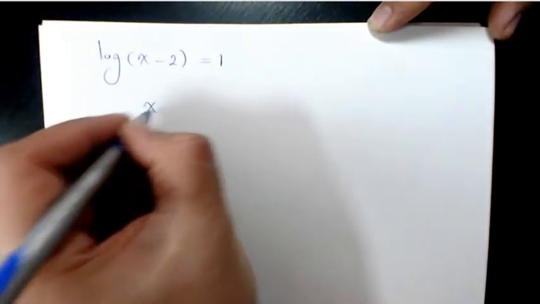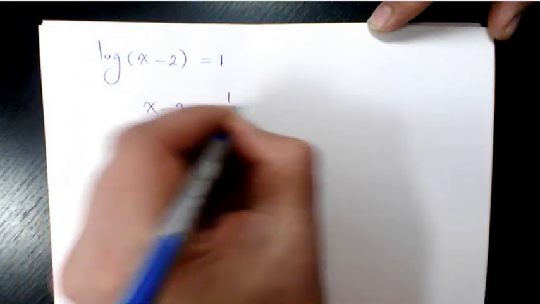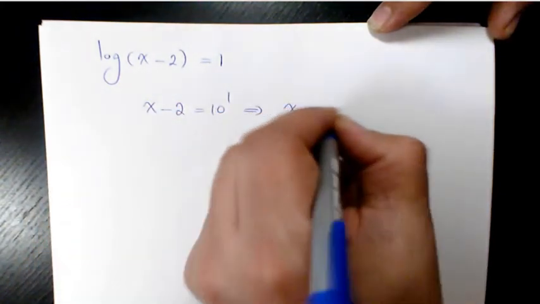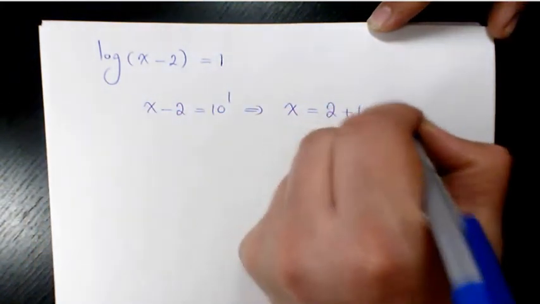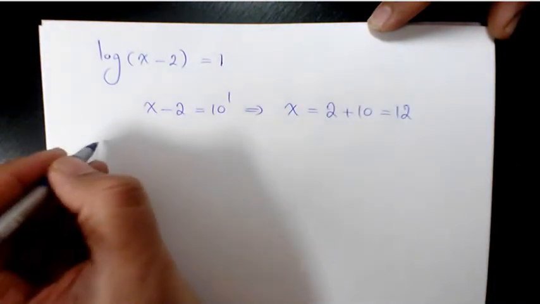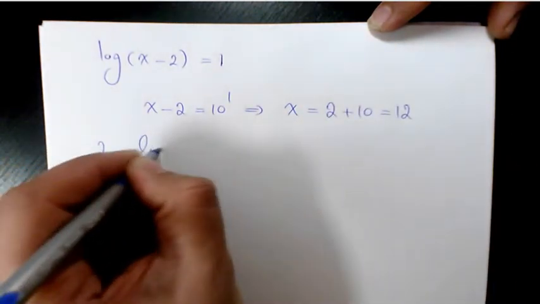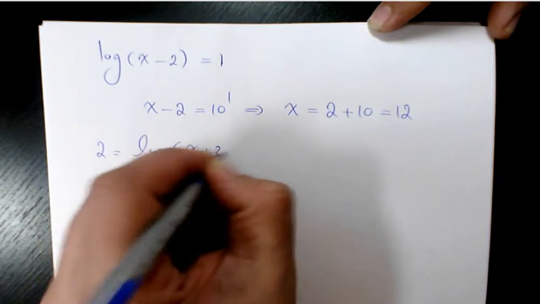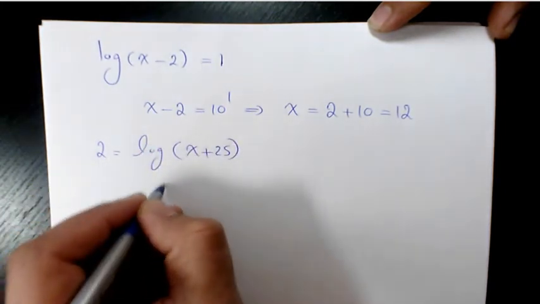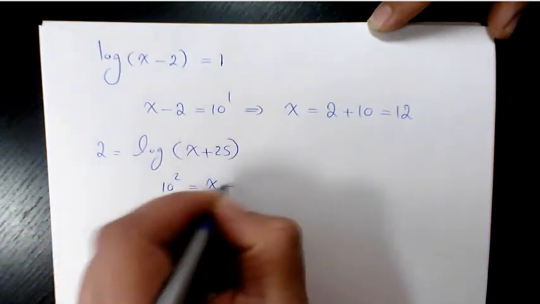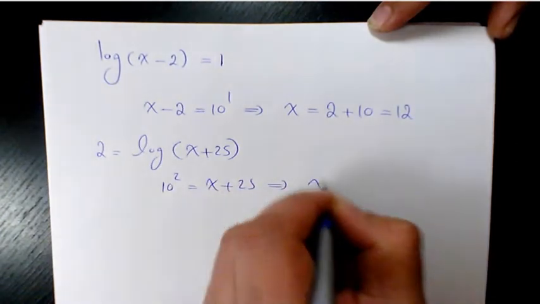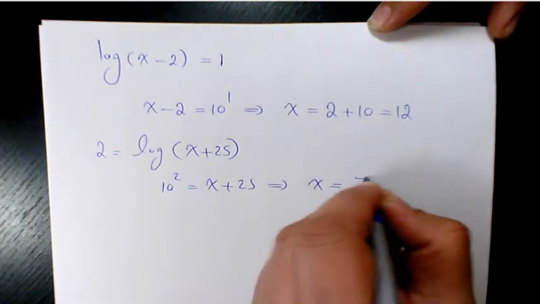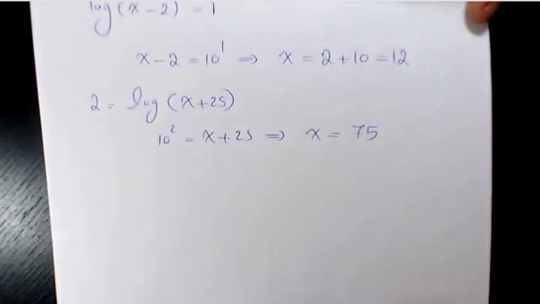Next example. Log(x - 2) = 1. I'm going to say x - 2 = 10 to the power 1, which means that x = 2 + 10, and that's going to be equal to 12. Next one, 2 = log(x + 25). That's going to be 10 squared = x + 25. So x will be 100 - 25, which is going to be 75.